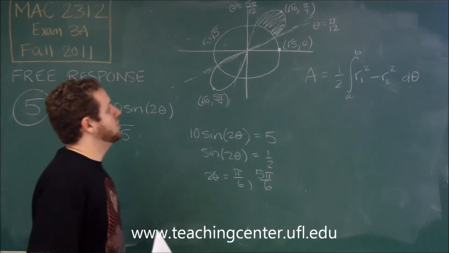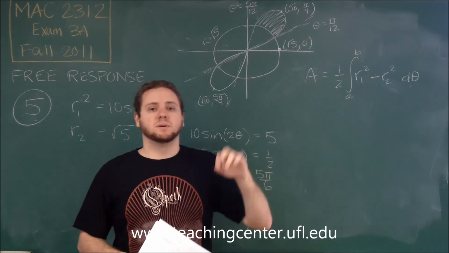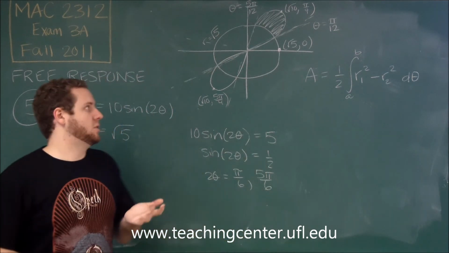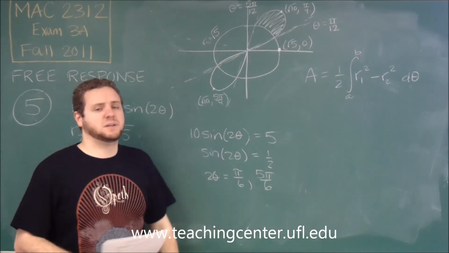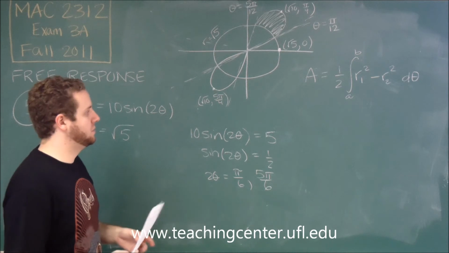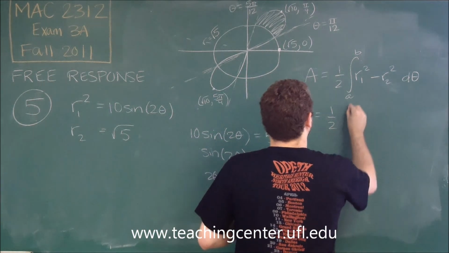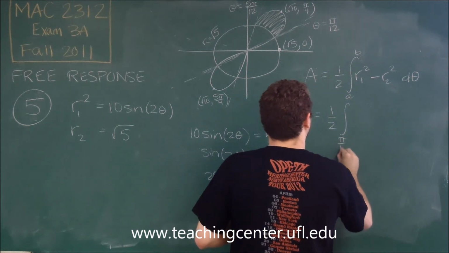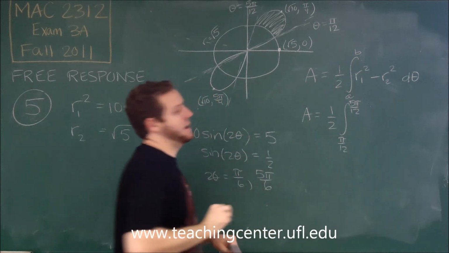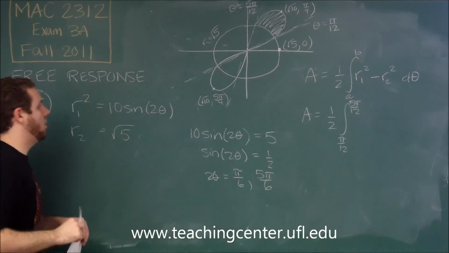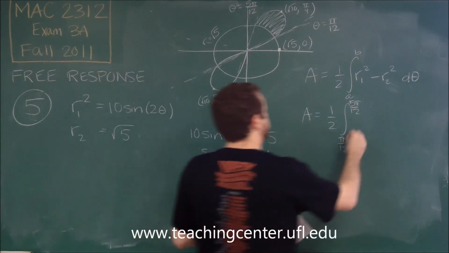And then, other than that, we're good to go. There's no real point to doing a symmetry perspective here, because your area is not very large in the first place. And we have one clearly defined function for the outer and the inner. So our area is going to be 1/2 the integral from pi over 12 to 5 pi over 12. Those are our bounds of integration. Now r1 squared, we already have r1 squared, so we don't have to square that. We just get 10 sine 2 theta.